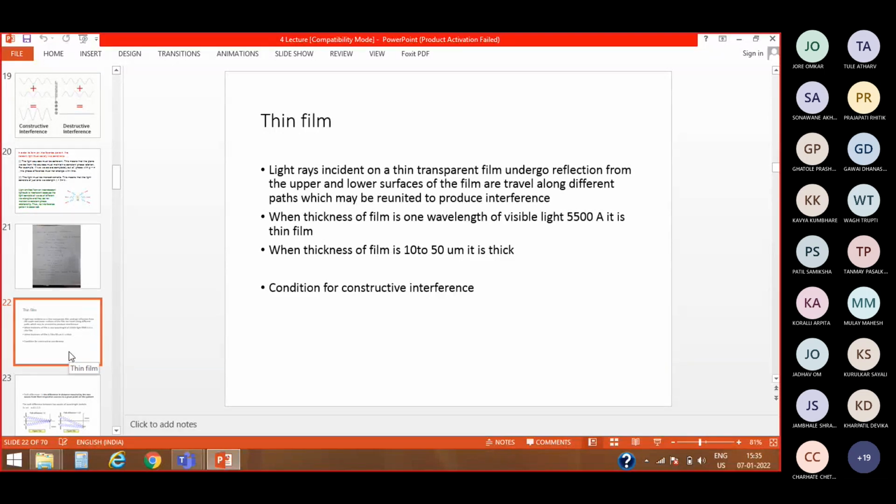When the thickness of the film is about 1 wavelength of visible light, it is around 5,500 angstrom. When the thickness of the film is between 10 to 50 micrometer, it is called a thick film.